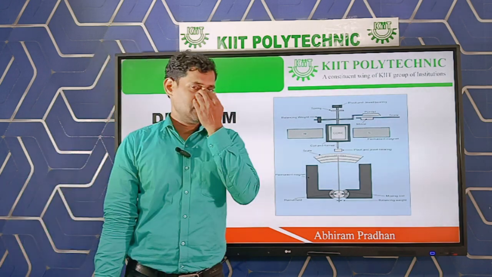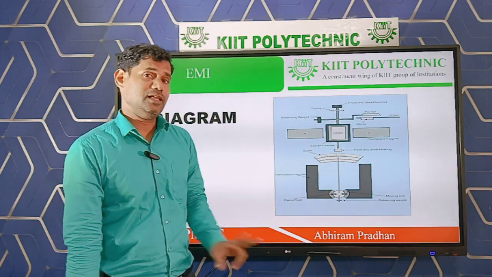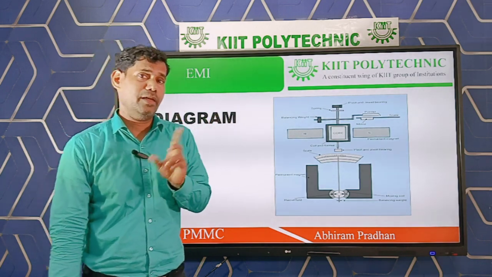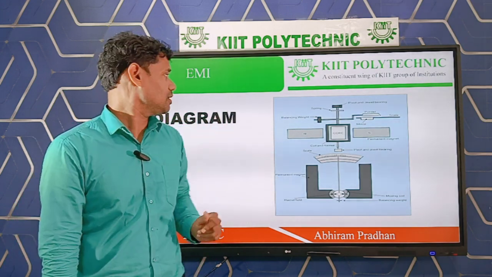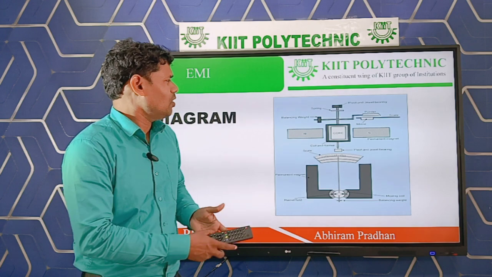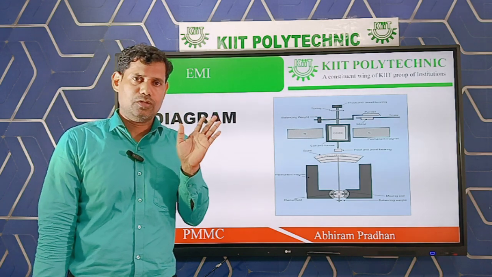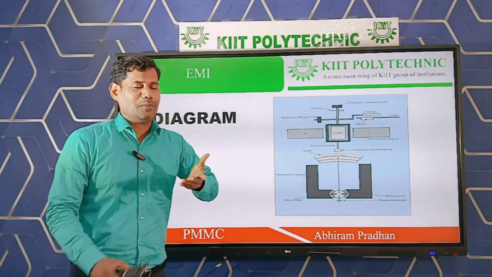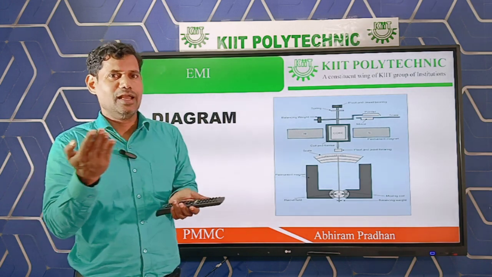So in this way, whenever current passes through the coil, the coil experiences a force and the coil moves. That's why its name is PMMC: permanent magnet and moving coil. The coil moves, that's why it is a moving coil instrument. Then what happens? When the coil moves, the coil is mechanically connected with a very light pointer. That pointer also moves over a calibrated scale.